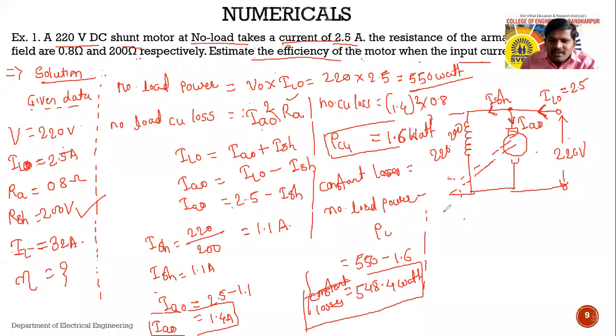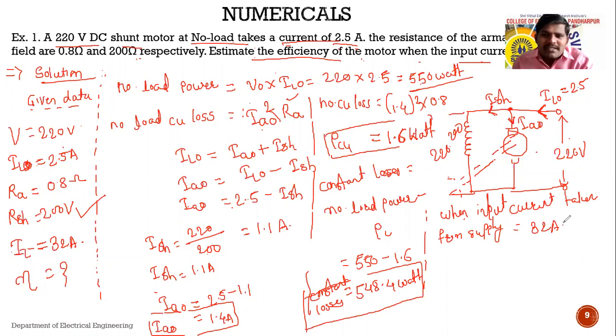So see, when the input current taken from supply is equal to 32 ampere, whether it is load current or armature current. That means whether it is supply current or armature current. Which one?